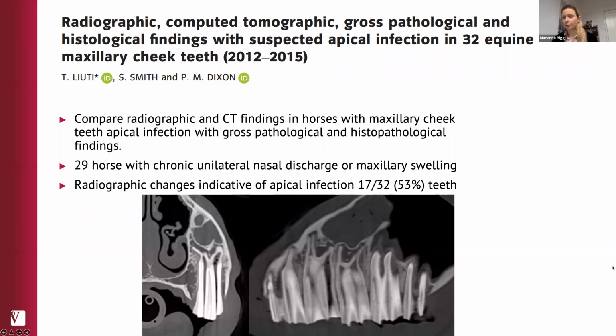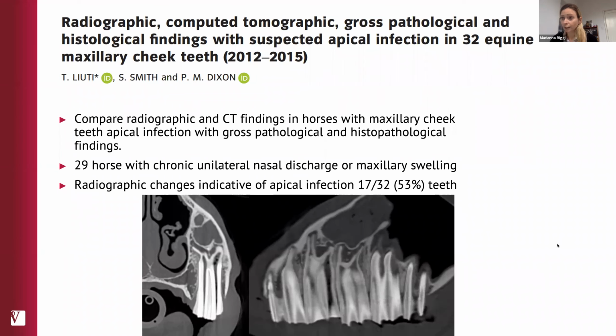They had 29 horses in the group, and they found that about 50% of the horses were diagnosed radiographically. I mean, all their horses underwent radiography and CT, but the authors determined that the tooth was infected based on radiographs only in about 50% of the teeth, and the others had to have a CT for a complete diagnosis.